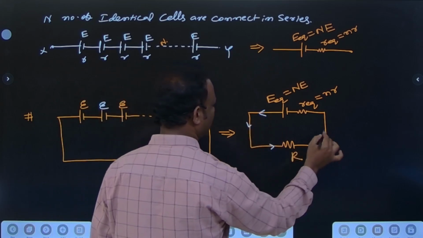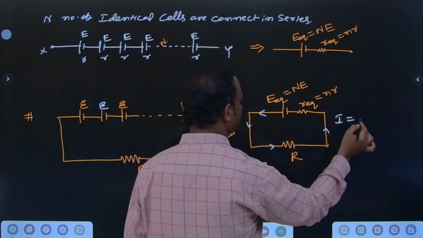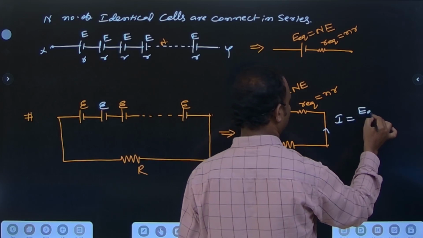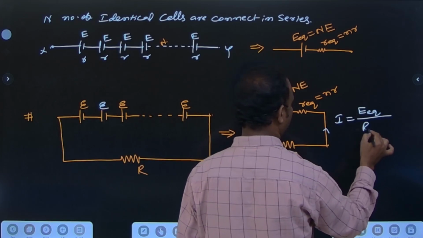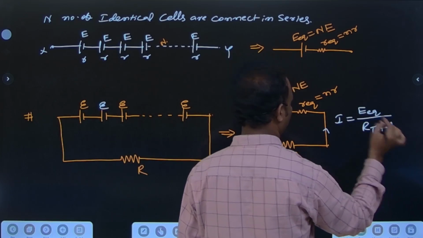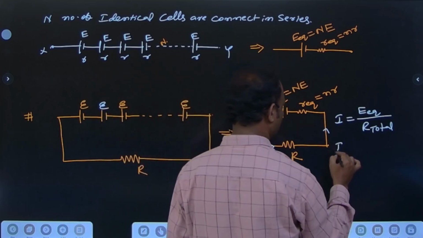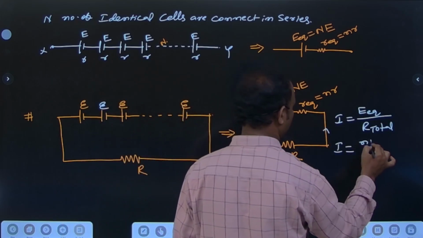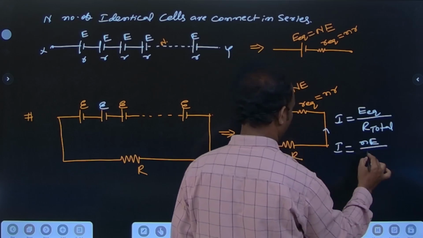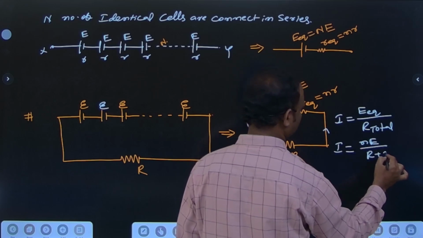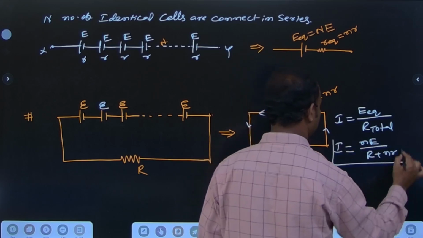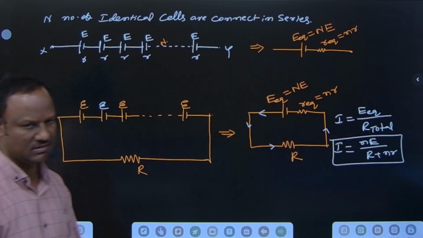So what is the current passing through this? I is equal to E equivalent or E effective by R total resistance. So I is equal to nE by R plus nr. This is the relation for the series combination.